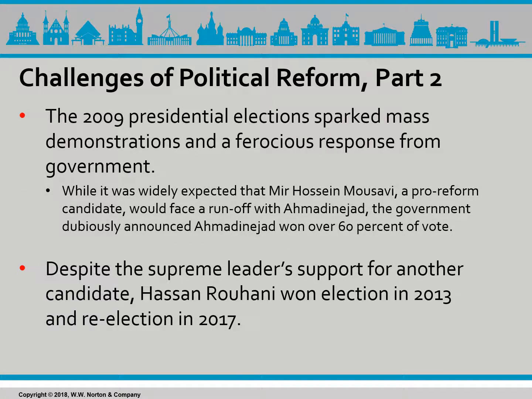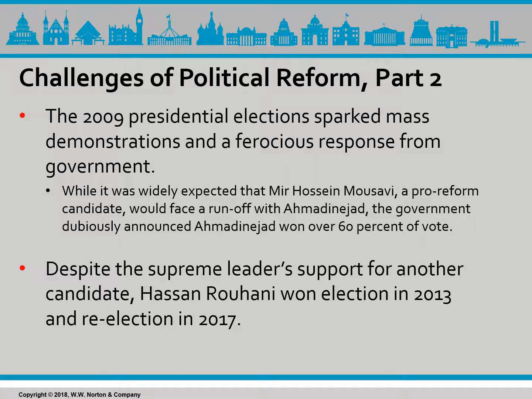Along with these challenges, we have the 2009 presidential elections that sparked mass demonstrations. Ahmadinejad's populist policies were a clear challenge to clerical elites because he wanted actual power from the Ayatollah. He had a confrontational relationship with the United States, meaning he was very provocative in the way that he handled his foreign relations. And he was very outspoken against the United States and Israel.